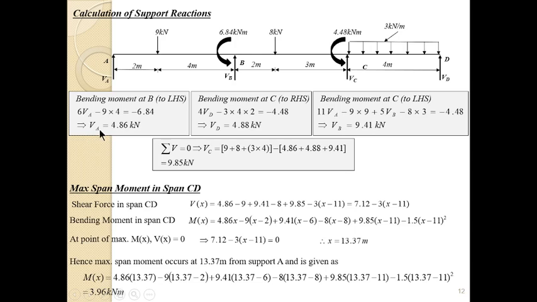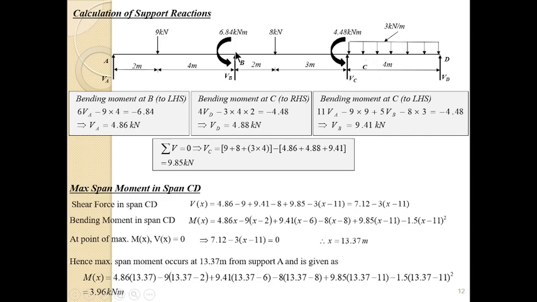We have calculated VA, so you start with the value of VA here. You will only have one unknown, VB. You solve for VB, and it gives you 9.41. So we now have VA, VB, VD.